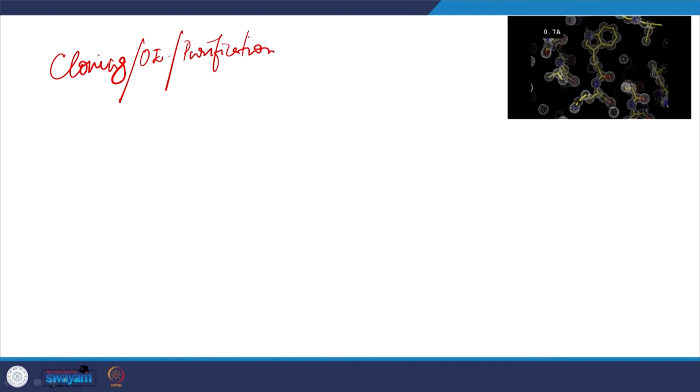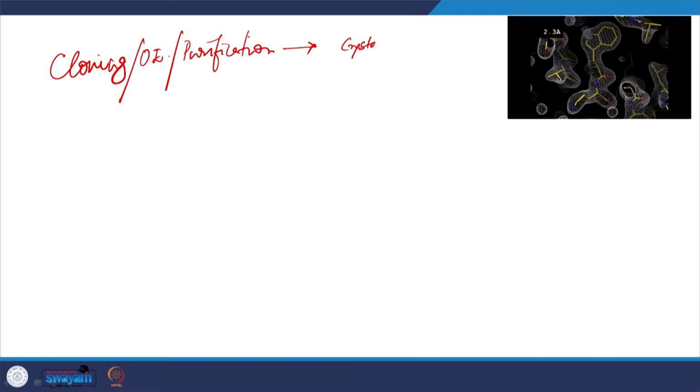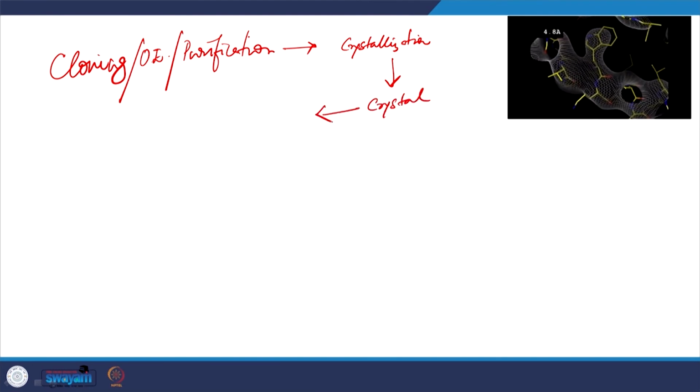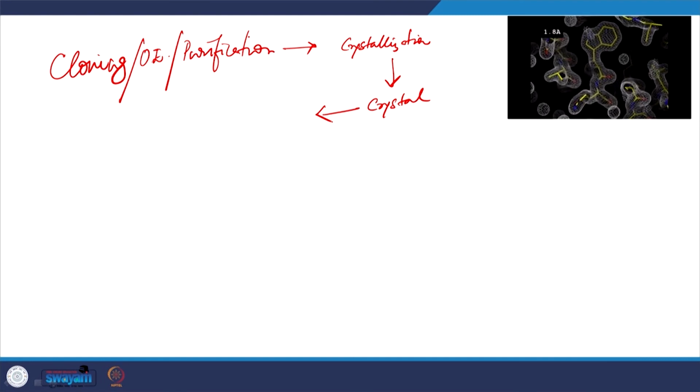So, in summary, we have talked about cloning, overexpression, and purification of the protein. From there we did crystallization, from there we got crystals. We have talked about instrumentation and all. I will start the next module by discussing it in detail.